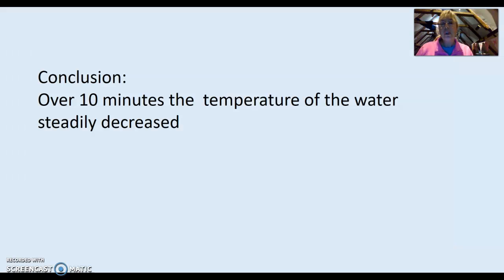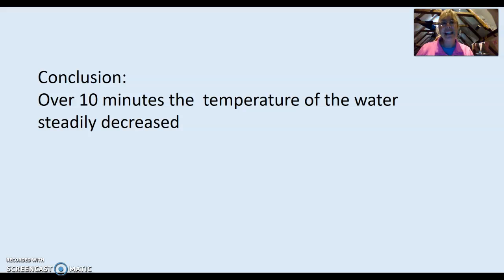Okay, so my conclusion, the way that I summarized it, yours would probably be quite similar, is over 10 minutes, so that's talking about the time, the temperature of the water steadily decreased. So the steadily decreased is showing the pattern that I saw from the results.